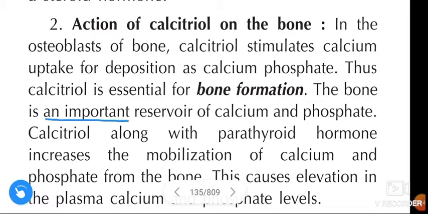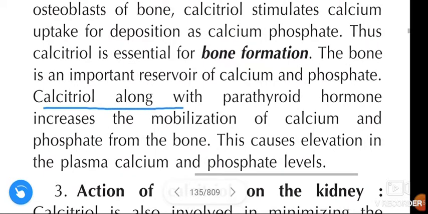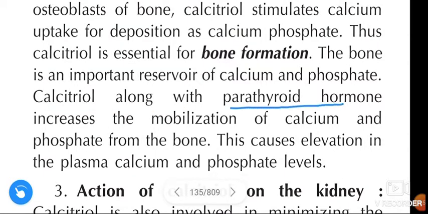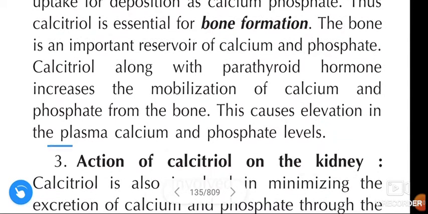The bone is important reservoir of calcium and phosphate. Calcitriol along with parathyroid hormone increases the mobilization of calcium and phosphate from the bone. This causes elevation in the plasma calcium and phosphate levels.